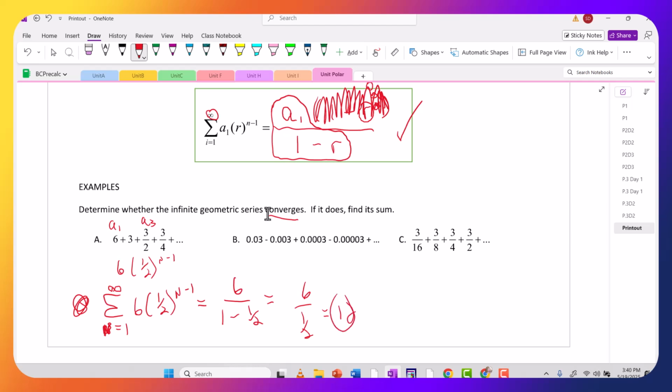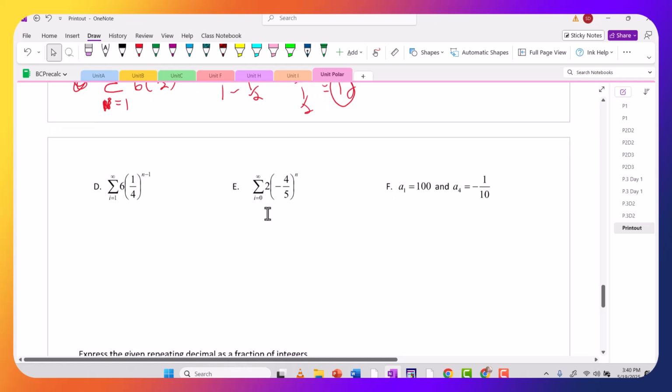Right? And actually, you could add the first 4 together. 6 plus 3 is 9. Plus 1.5 is already 10.5. 10.5 plus 0.75 is 11.25. You already have 11.25 just adding those first 4 terms together. But the next infinite amount of numbers become so small that they only account for 0.75 more of this infinite sum. Mind-blowing.